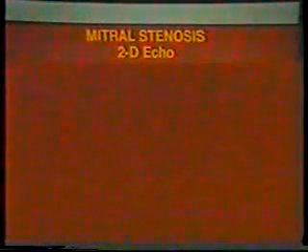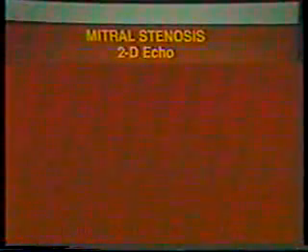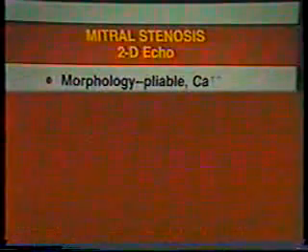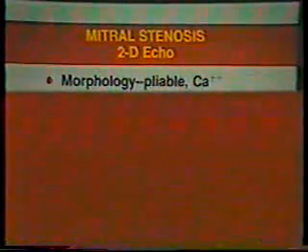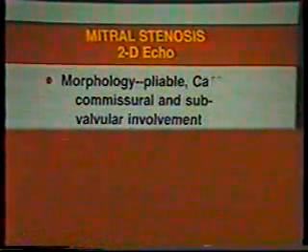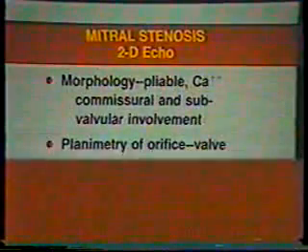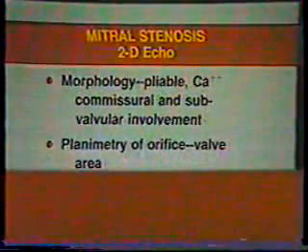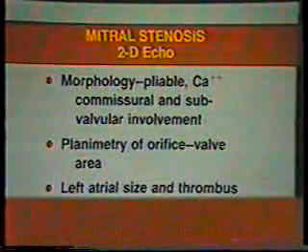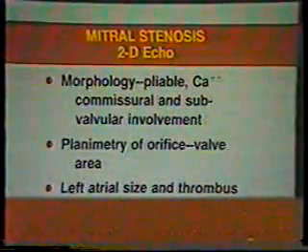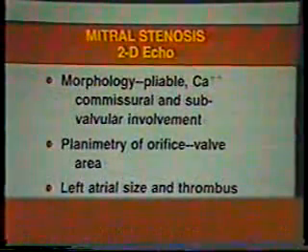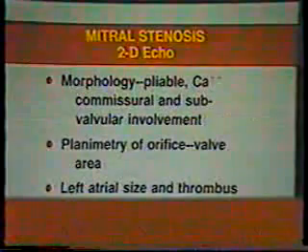For the patient with mitral stenosis, two-dimensional echocardiography allows us to assess the morphology of the valve. We specifically focus attention on leaflet mobility and calcification, and on the degree of commissural and subvalvular involvement. 2D echo also allows us to determine the mitral valve area by planimetry of the orifice. And we are also able to assess left atrial size and to scan the left atrium for thrombus. Of course, 2D echo also provides the means by which we can detect associated abnormalities, such as pathology of the other valves or atrial septal defect.